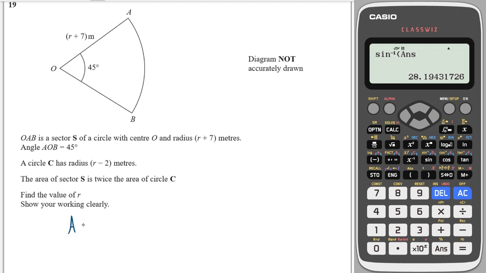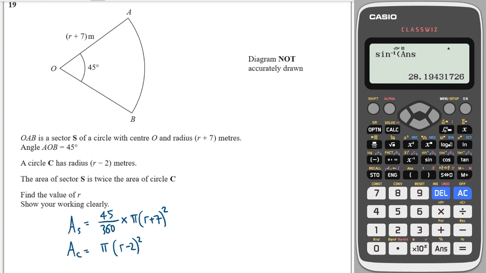So area of S is equal to, it's a circle, but it's only 45 out of 360 degrees. So I multiply that by the area of a circle, which is pi times the radius, in this case, which is r plus 7, squared. So that's the area of the sector. The area of the circle C, well, that's a bit more straightforward. It's just pi multiplied by the radius, which is r minus 2, all squared.